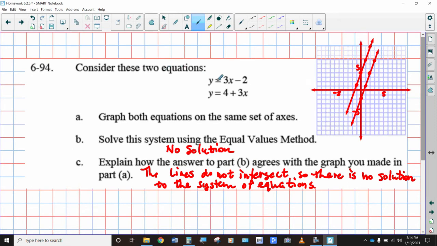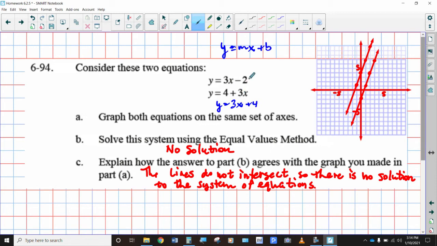Consider these two equations, y equals 3x minus 2 and y equals 4 plus 3x. Graph them both. Notice how there's no solution because they're parallel to each other. That's because they both have the same slope. If we rewrote this, remember, y equals mx plus b is what we call slope-intercept form. If we rearrange these guys, it becomes y equals 3x plus 4.